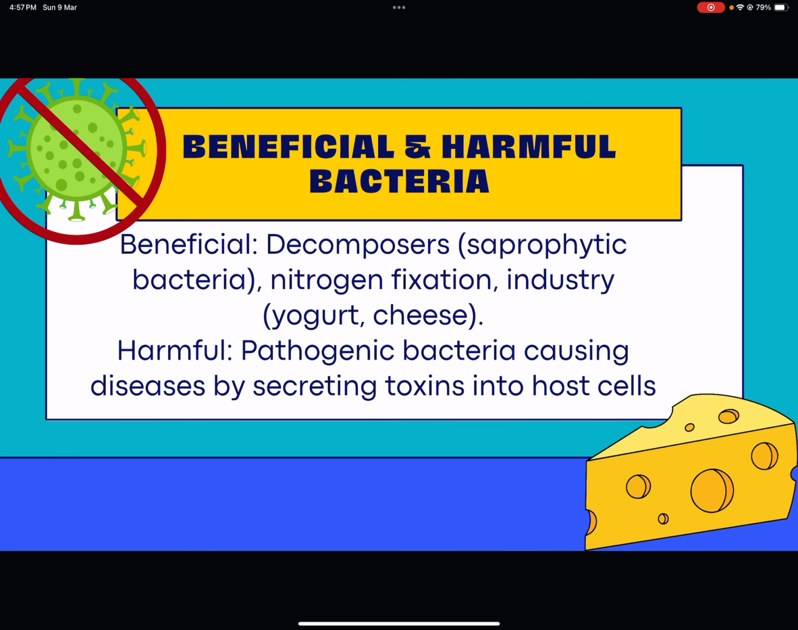Okay, as we mentioned, most bacteria are beneficial. So they are decomposers, and they help plants in nitrogen fixation. We use them in industries to produce yogurt and cheese. Now, only a small proportion of them are harmful, and we call these pathogenic bacteria. Now, why are these harmful? Because they release toxins, and these toxins are what cause, for example, inflammation in our body, and they cause disease.